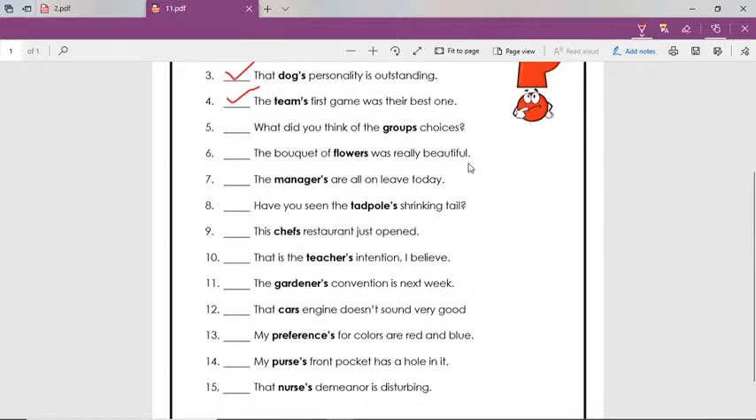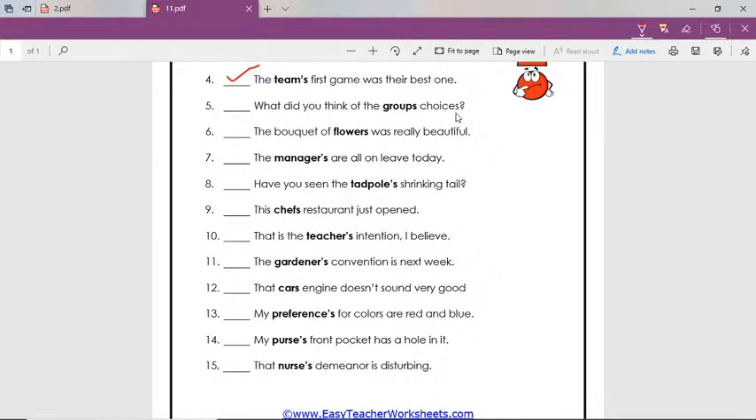Question 5. What do you think of the group's choices? That's actually wrong because we have the use of a plural followed by a noun. A plural because there's no apostrophe, and the noun, the choices. So actually the choices belong to the group, so they should have an apostrophe here between the P and the S. What do you think of the group's choices? The choices that belong to the group.